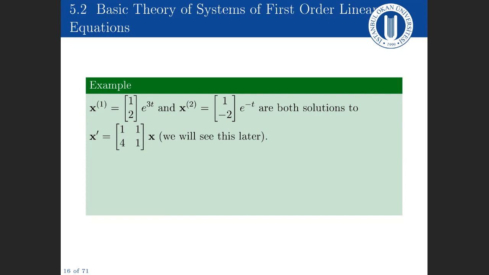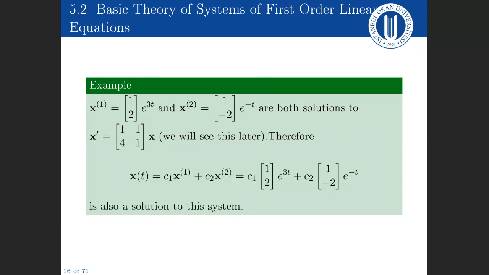For example, here is a system of first order differential equations. x prime is equal to the matrix [1, 1; 4, 1] multiplied by x. And I'm saying that two solutions to this differential equation are the vector (1, 2) multiplied by e to the power 3t and the vector (1, -2) e to the power -t. I'm saying that these are both solutions to this differential equation, and I'm going to show you that this is true later.